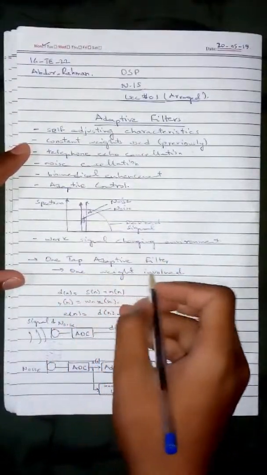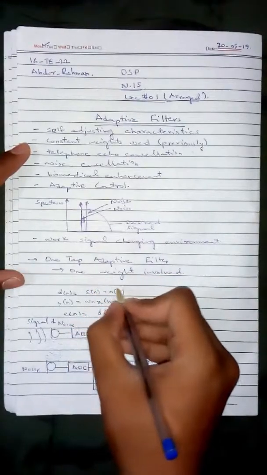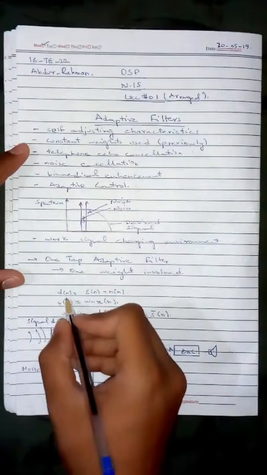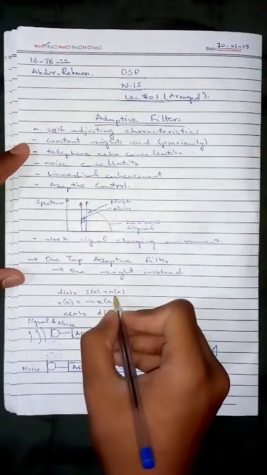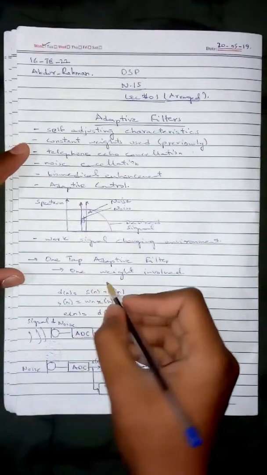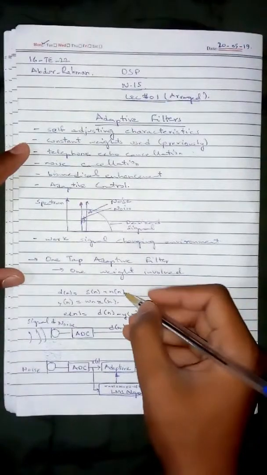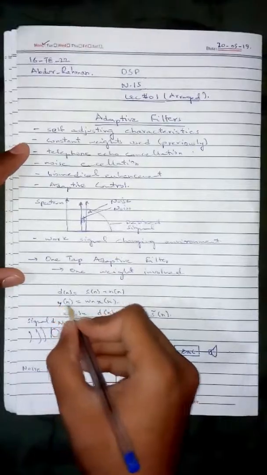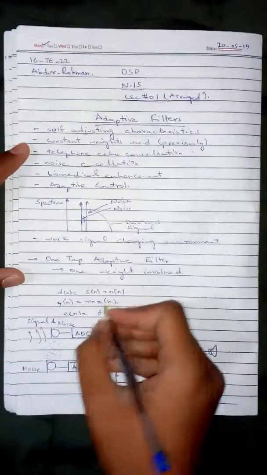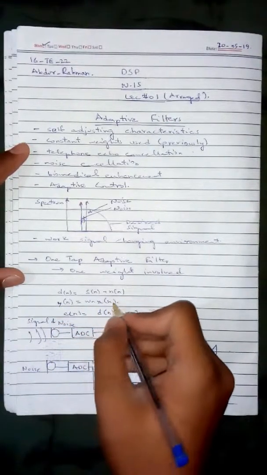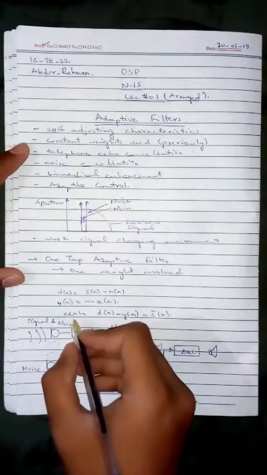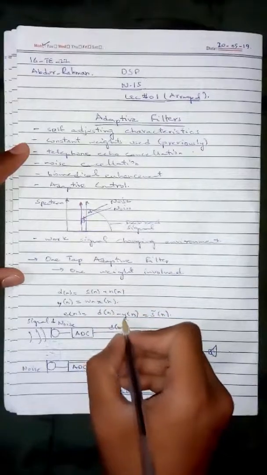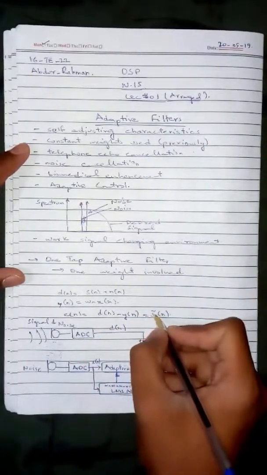One type of adaptive filter, what does it mean? It means that it has only one weight involved in it. We see some equations: d of n is equal to s of n plus n of n, where n of n is our noise and s of n is our signal, and y of n is represented as w of n into x of n, where w of n is the weight and x of n is the other noise, and e of n is the error, that is calculated by d of n minus y of n, represented by s dash of n.